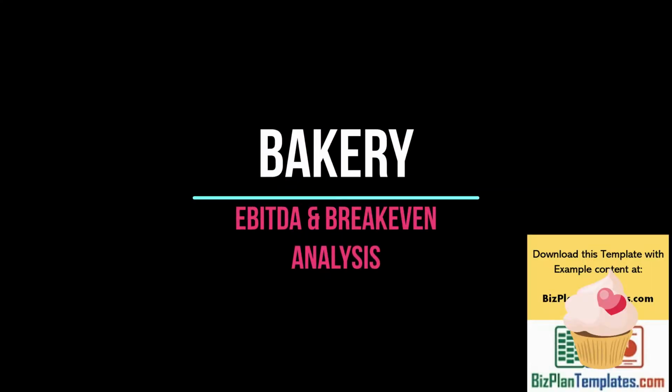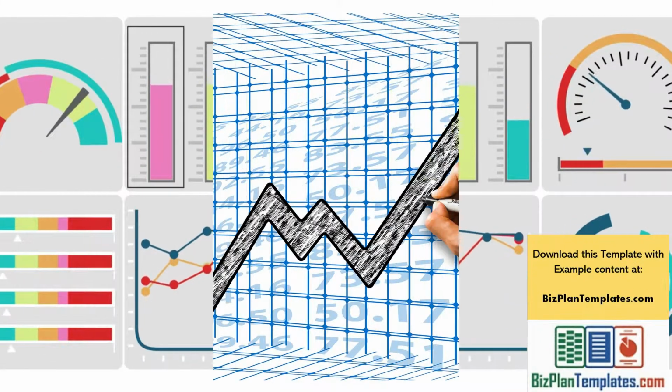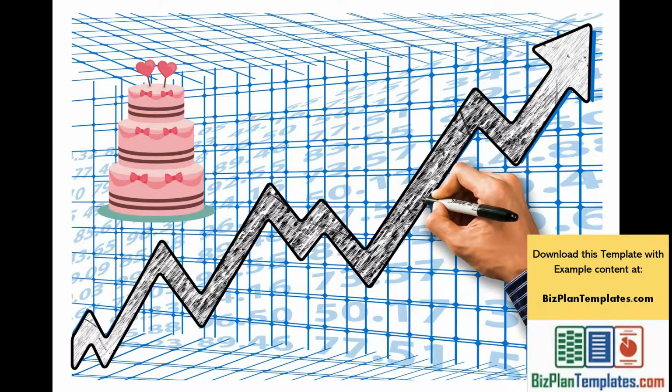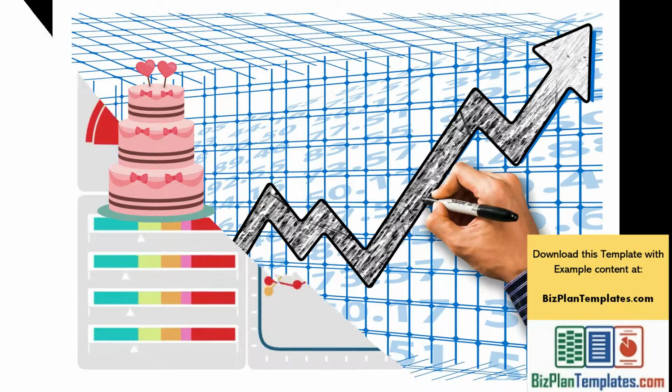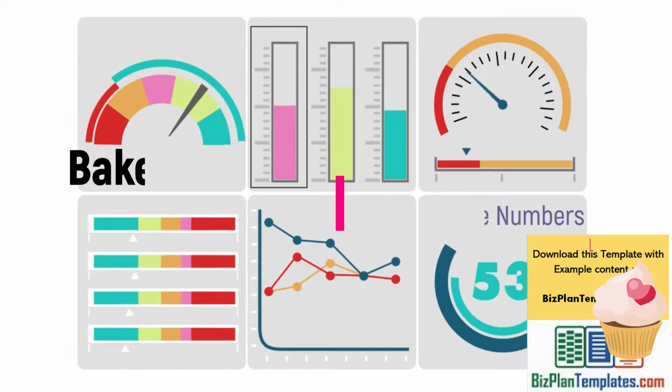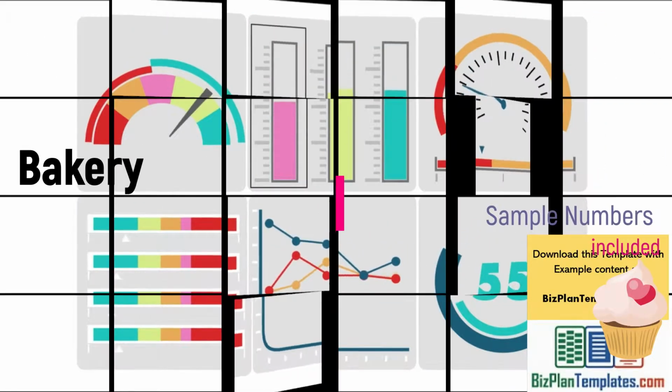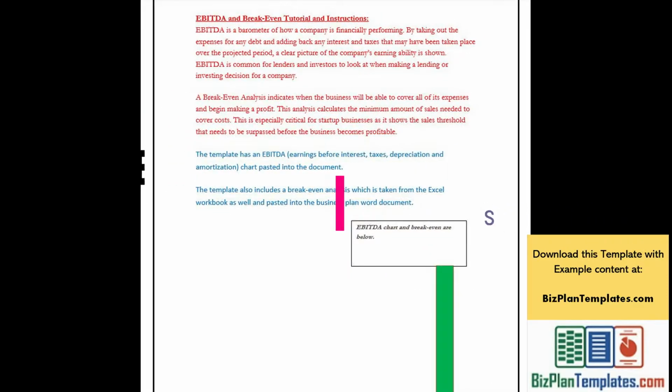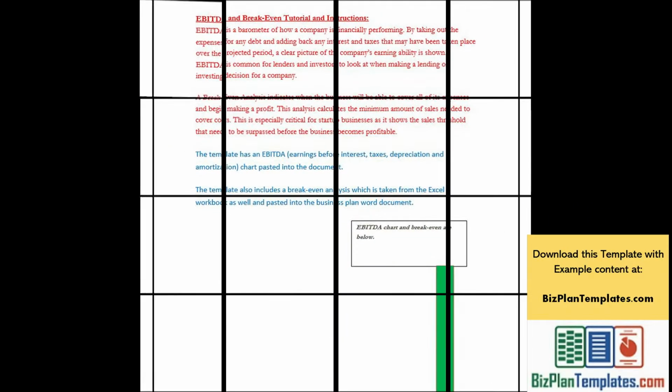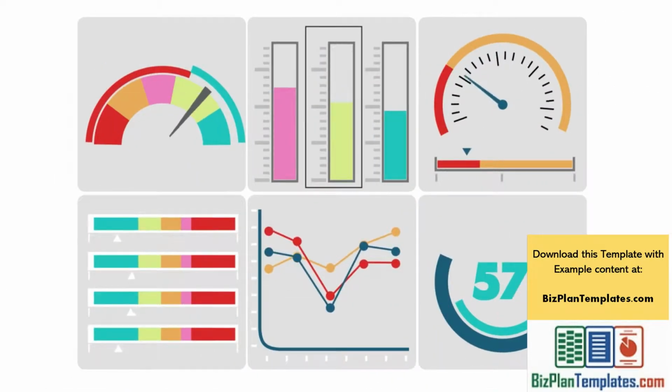EBITDA and Breakeven tutorial and instructions. EBITDA is a barometer of how a company is financially performing. By taking out the expenses for any debt and adding back any interest and taxes that may have taken place over the projected period, a clear picture of the company's earning ability is shown.